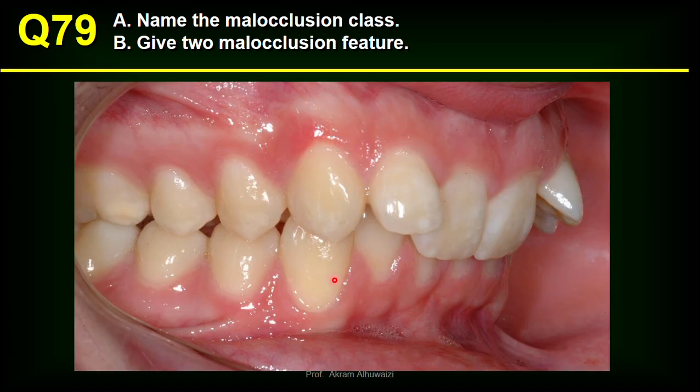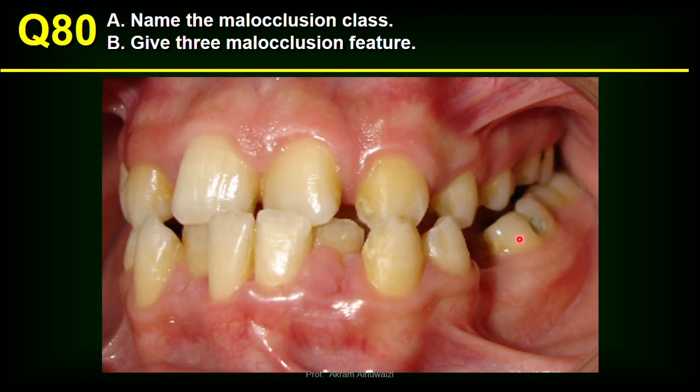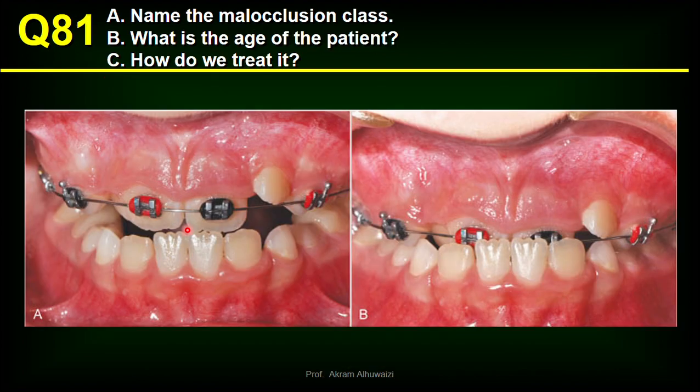What's the malocclusion of this one? It's a Class 2 Division 2 malocclusion, and the 2 malocclusion features, deep bite and retroclined upper central incisors. Name the malocclusion class would be Class 3 malocclusion. Give 3 malocclusion features would be posterior crossbite, anterior crossbite, upper crowding, lower crowding, reverse overjet, etc.